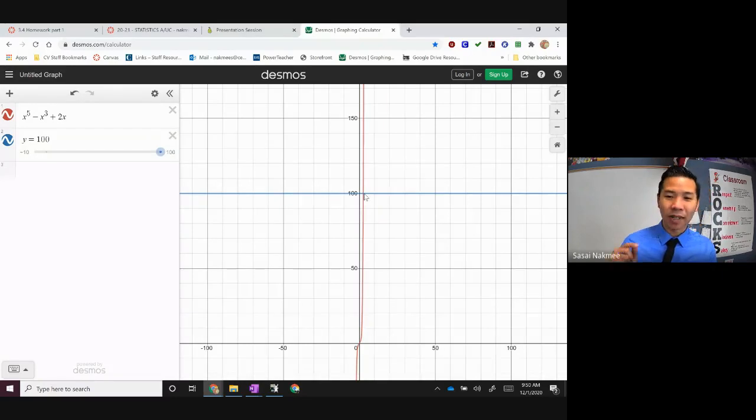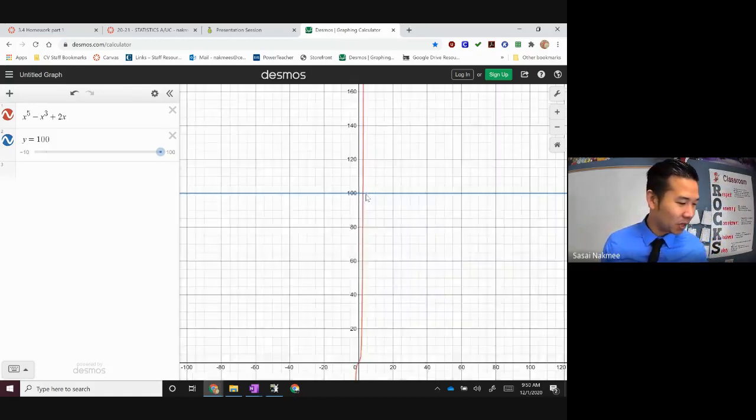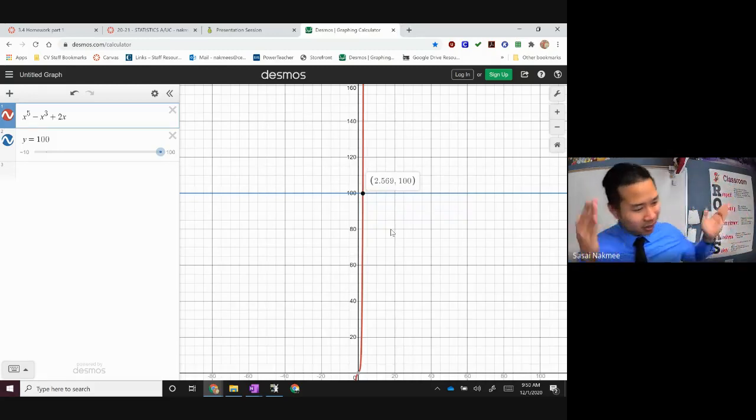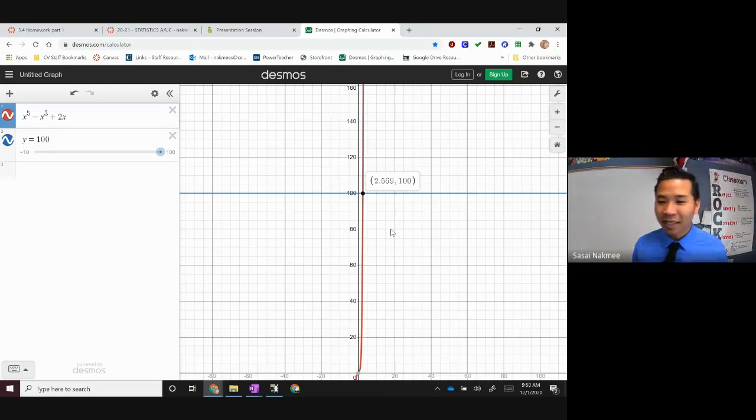I would have to, on my TI calculator, zoom out to where I have the y value at around 100, and then calculate the intersection up there. Whereas again, with this one right here, I could just click where they cross. Boom, I have where they cross. My x value is 2.569, and my y value is 100.